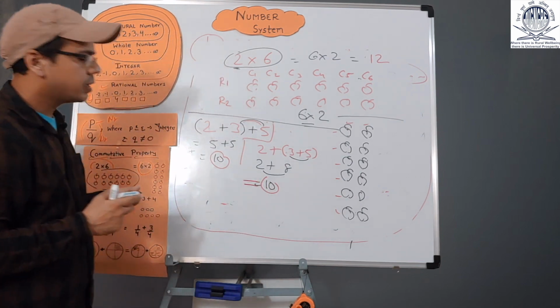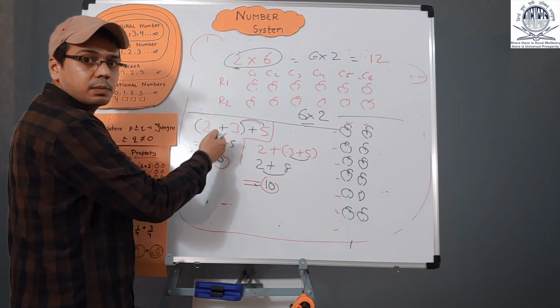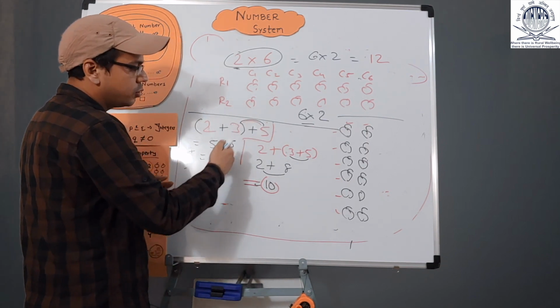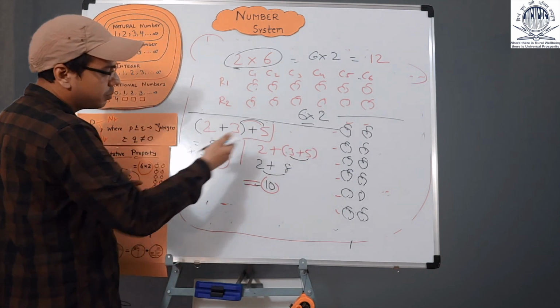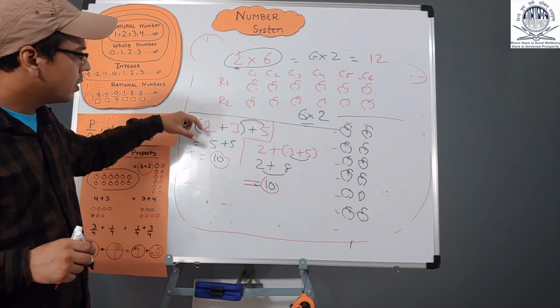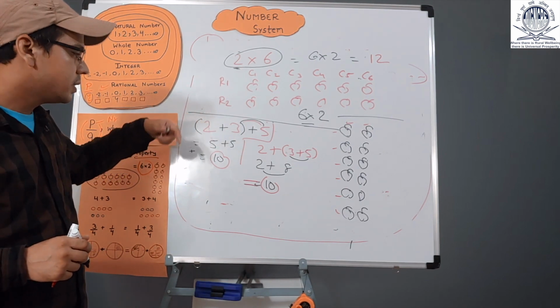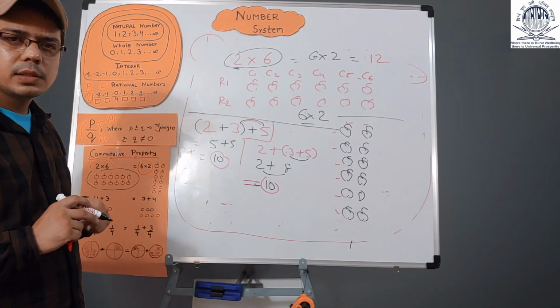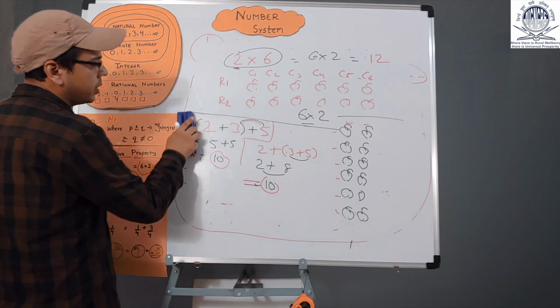So according to associative property, if A plus B plus C is equal to A plus bracket B plus C, then yes, both of them are equal according to associative property. Now these examples are of natural numbers, or let's say whole numbers, but it holds true for rational numbers as well. Now how can we prove that?